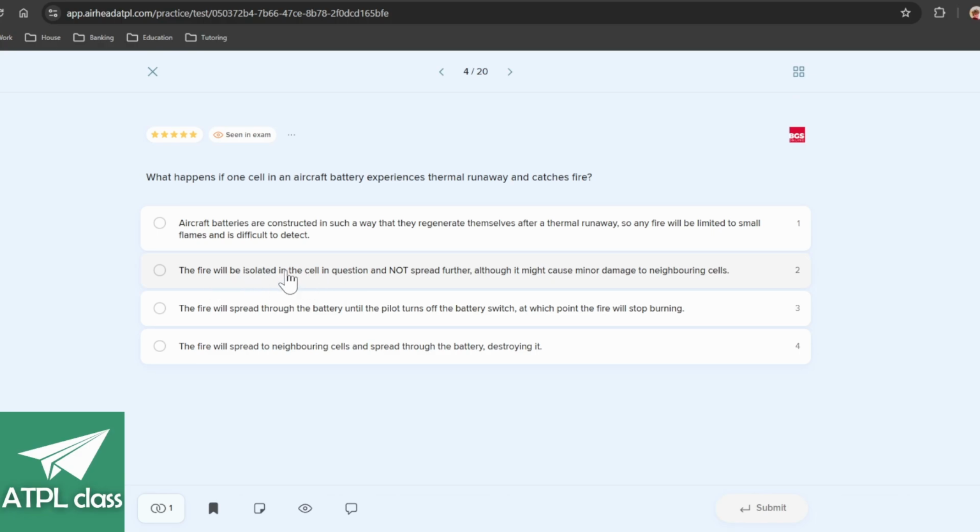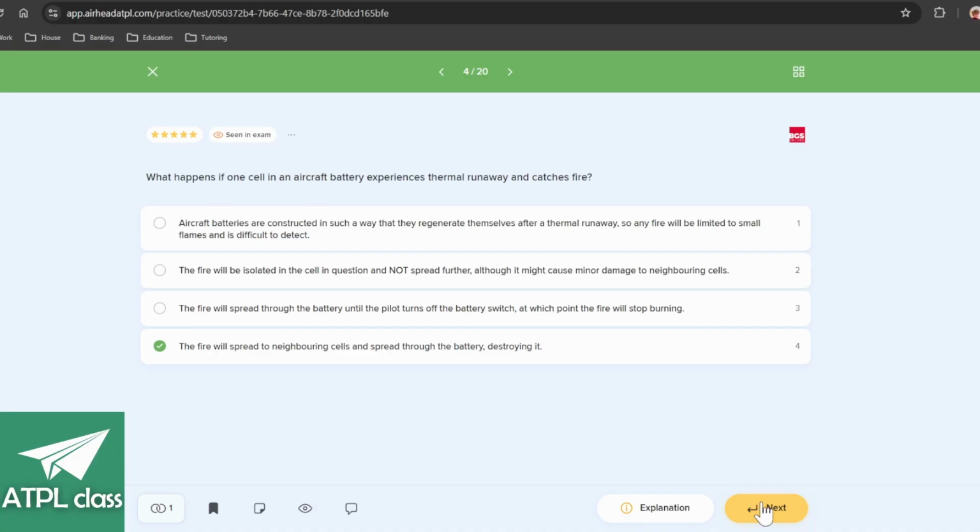If a fire is isolated, you don't want it spreading further. The fire will spread through the battery until the pilot turns off the battery switch, at which point the fire will stop burning. No. The fire will spread to neighbouring cells and spread through the battery, destroying it. So I think that's ideally what you would like to happen, but I don't think that does actually happen, because you get thermal runaway essentially. You get one cell heating up the next one, heating up the next one, and destroying the battery.